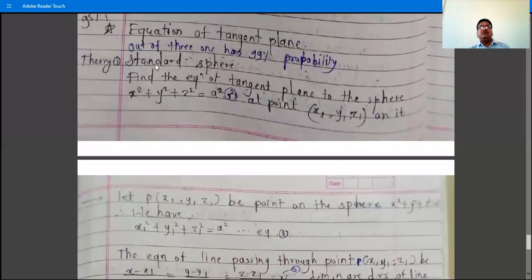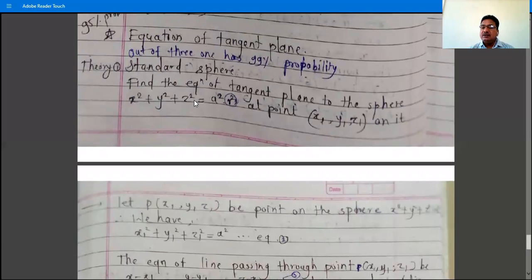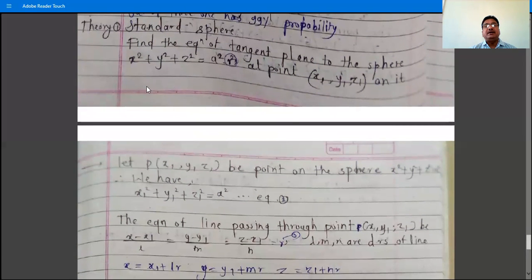So the first theory is where the equation of the sphere is in standard form, that is, the center of the sphere is 0, 0, 0. The origin is the center. For the proof of this theorem, let P(x1, y1, z1) be a point on the sphere x square plus y square plus z square is equal to a square, equation number 1. Then we have x1 square plus y1 square plus z1 square is equal to a square, equation number 2. As the point lies on the sphere, the point satisfies the equation of the sphere.